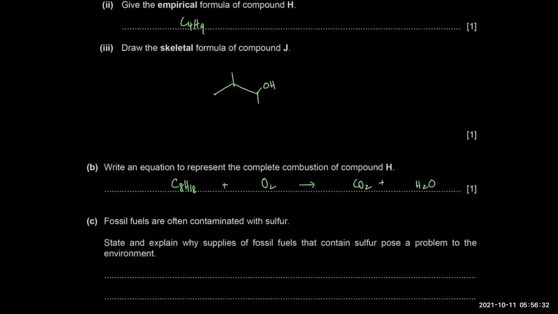Now, how many carbon dioxide will I produce? 8. How many waters? I have 18 hydrogens, so that will be 9. And then how many oxygens do I have? 8 times 2 is 16. 16 plus 9 is 25. So I need 25 oxygen atoms, which is 12.5. Half of 25 is 12.5. So I need 12.5 oxygen molecules. Yes, you can say 25 over 2, you can write it in fractions as well. That's fine.